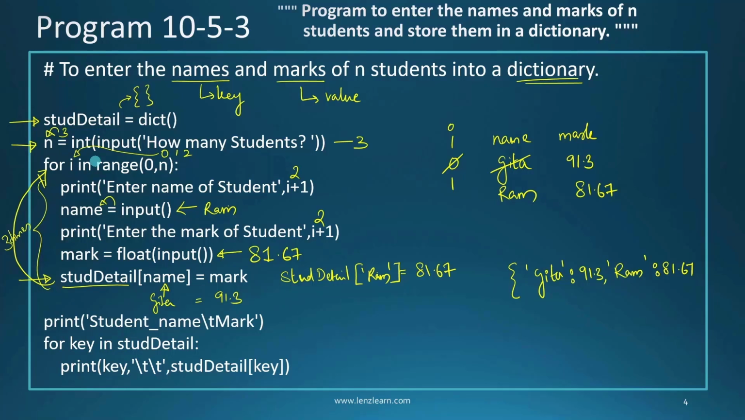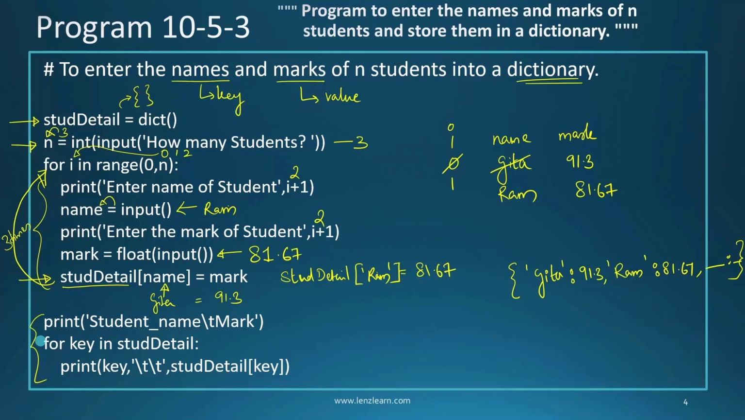Now for loop will work one more time collecting another student record, so that will come here as key and value and your dictionary will stop. So this is how you enter data into a dictionary. After that, you can print the data from dictionary by using the last for loop.